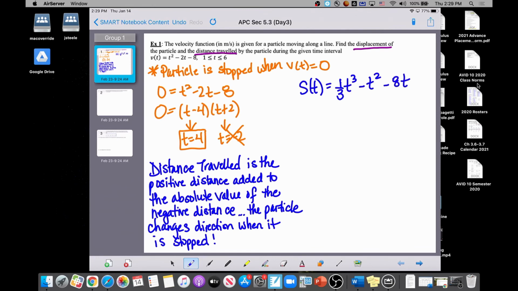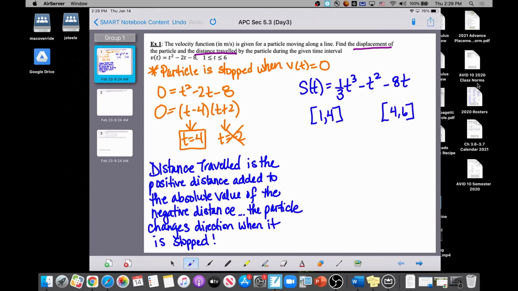Okay? And it is our position function that we are going to use to calculate our distance traveled, because we know that the particle's moving in one direction from 1 to 4 seconds, and then it stops, and then it changes direction, so it's moving in a different direction from 4 to 6 seconds. So we need to calculate the particle's change in position from 1 second to 4 seconds, and then from 4 seconds to 6 seconds.